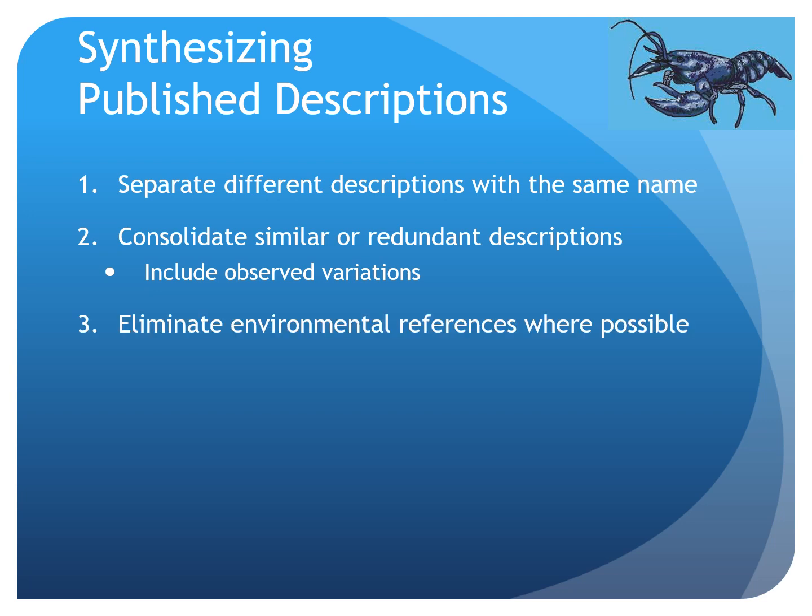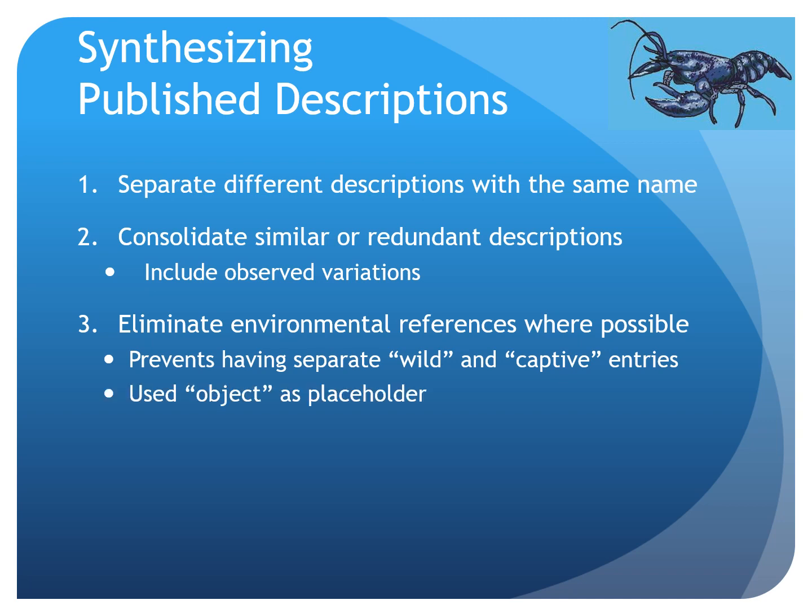Third, since we are dealing with animals that inhabit a variety of environments, we need to eliminate any specific environmental references. This prevents the ethogram from having separate wild and captive entries, and any animal or item that a lobster might interact with is replaced by object as a placeholder. This keeps the ethogram from becoming bloated with separate entries for grabbing a rock or a fish or another lobster.